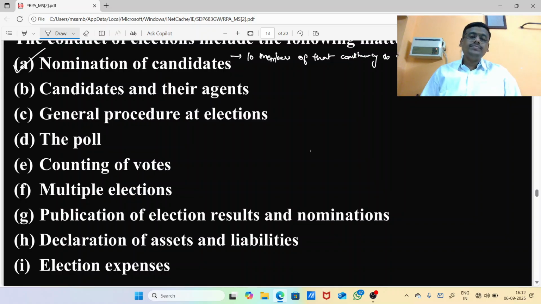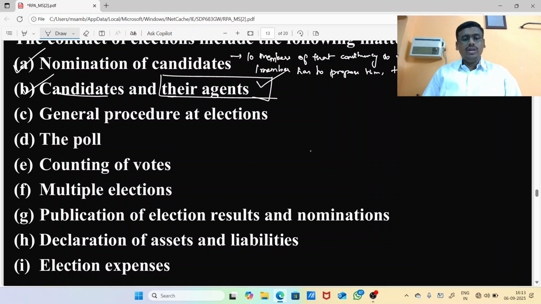And then one member has to propose him. Then 2 members need to second it. And the candidates and their agents. The candidate, whomsoever is filing the nomination, he should inform the Election Commission, which is the returning officer, that I am the candidate and I have some people to work with me. So he is their agent.